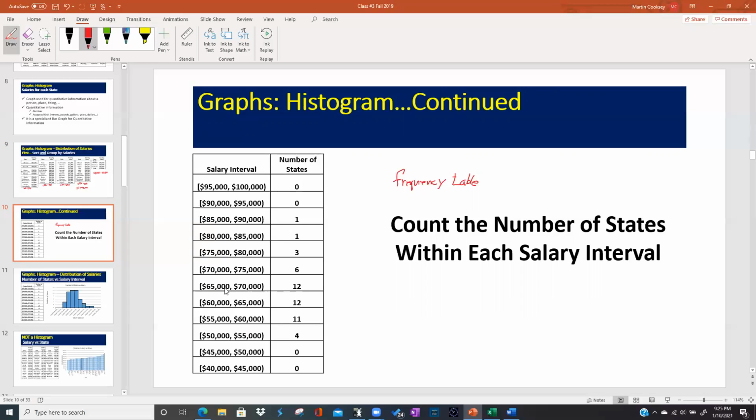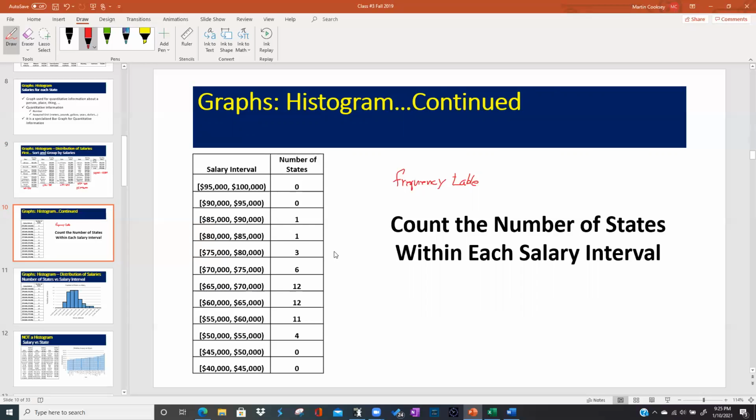The square bracket says this value that it's closest to, I'm going to count in this interval. The parenthesis says I'm not going to count this specific end value in this interval. I'm going to count it in the next one up.